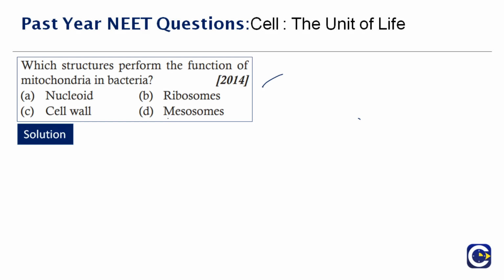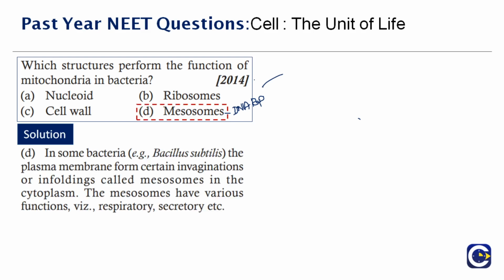What are mesosomes? Mesosomes are organelles of bacteria that appear as an invagination of the plasma membrane, and they function either in DNA replication, or they help in cell division, and also sometimes in the excretion of enzymes, exoenzymes. Therefore, the correct answer to this question is mesosomes.